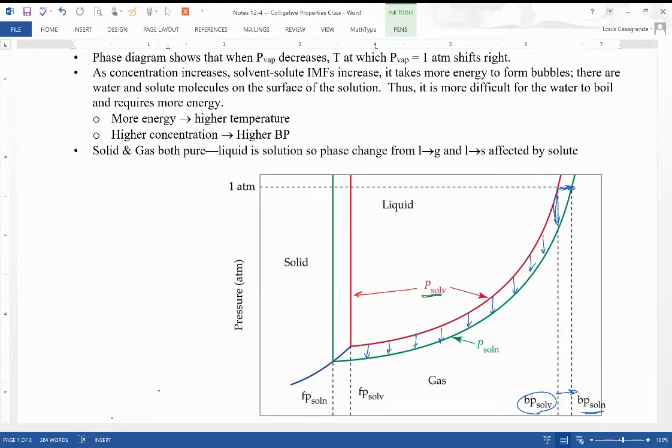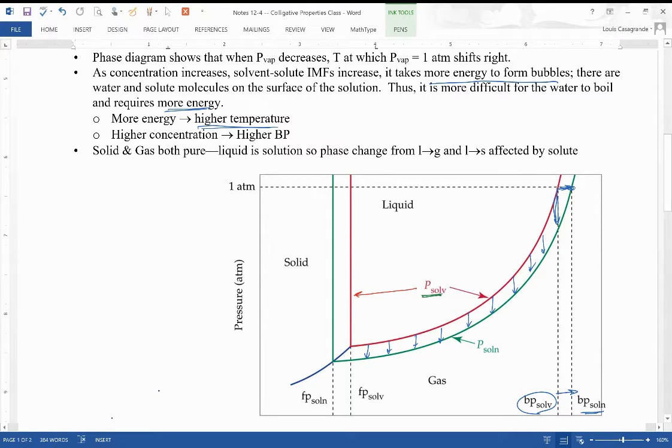As the concentration increases, the rate of the solvent-solute intermolecular forces also increases. And so it's going to take more energy to form the bubbles. As we saw up above, we are going to see an attraction of the water molecules, decreasing the vapor pressure, attracting those water molecules, or any solvent, better. So in the case of water, the water and solute molecules that are on the surface are harder to evaporate, and so you need more energy to get to that evaporation. More energy means higher temperature.